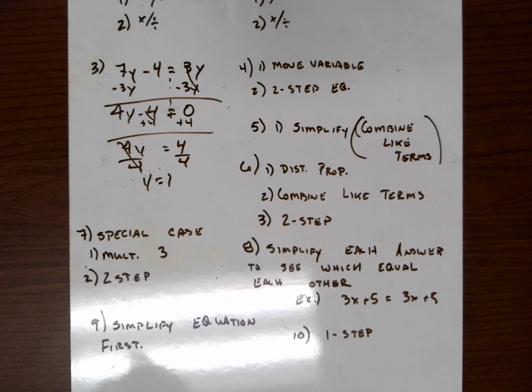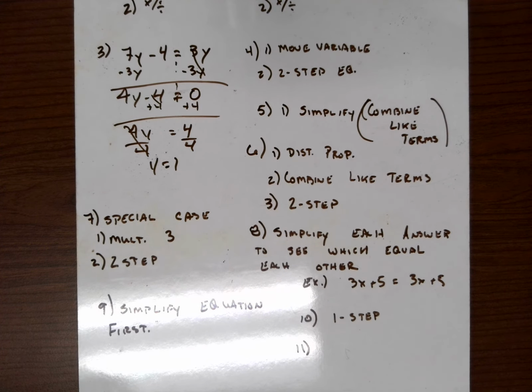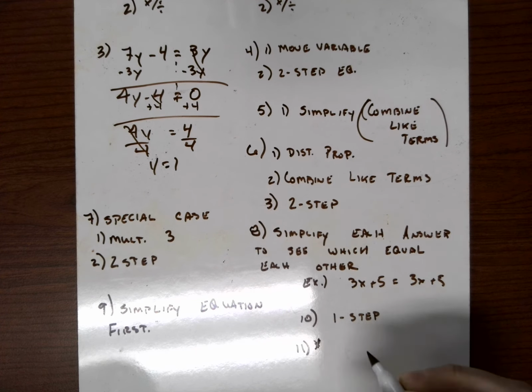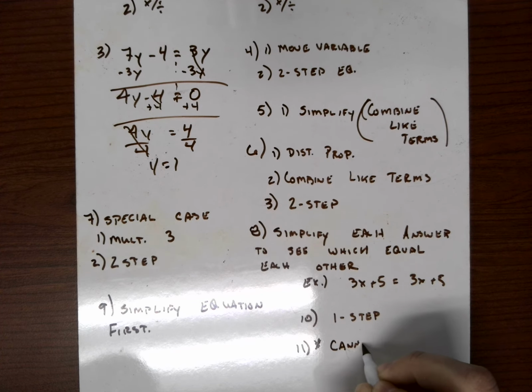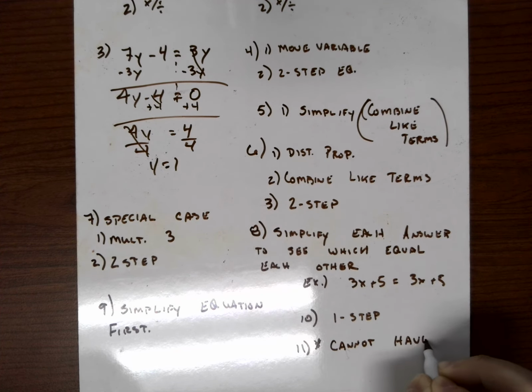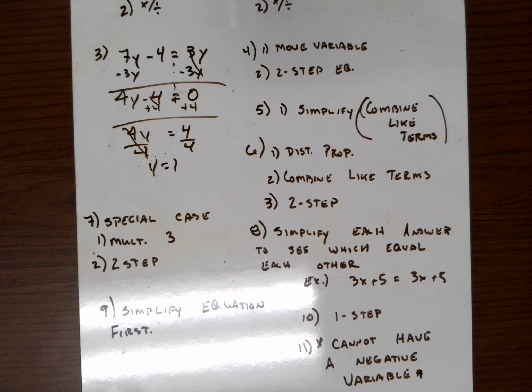All right. So number 10 is just a one-step. 11, we're just solving for x. Now for 11, the one thing to remember is that you cannot have a negative variable. Number 11 cannot be negative. So on 11, you can't have a negative variable.